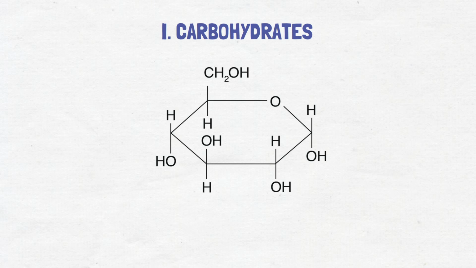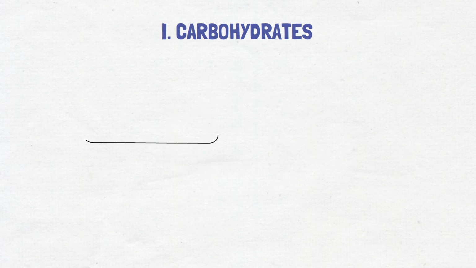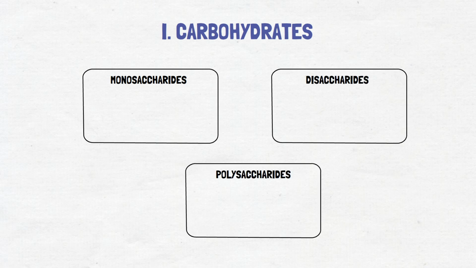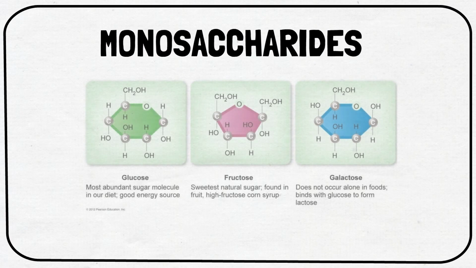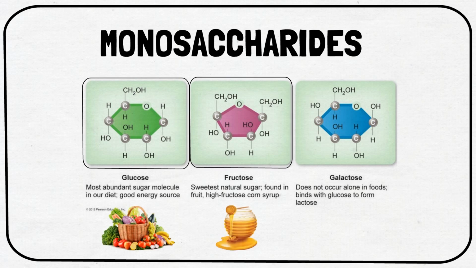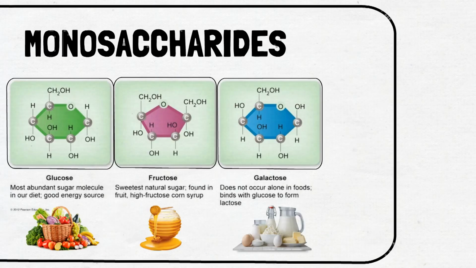our cells. Carbohydrates are classified into three main types: monosaccharides, disaccharides, and polysaccharides. Monosaccharides are the simplest forms of carbohydrates, and they cannot be broken down into smaller sugars. The most common monosaccharides are glucose, fructose, and galactose. Glucose is the primary source of energy for the human body, and is commonly found in fruits, vegetables, and grains. Fructose is found in fruits and honey, while galactose is found in dairy products.